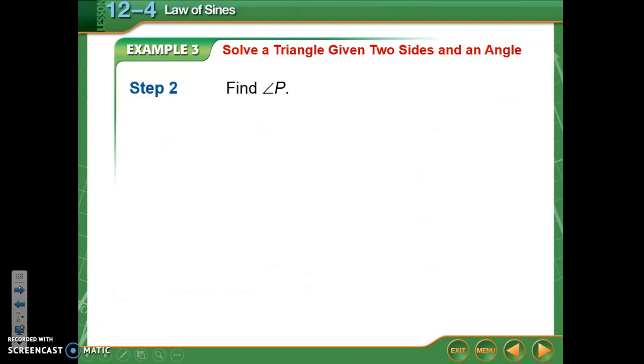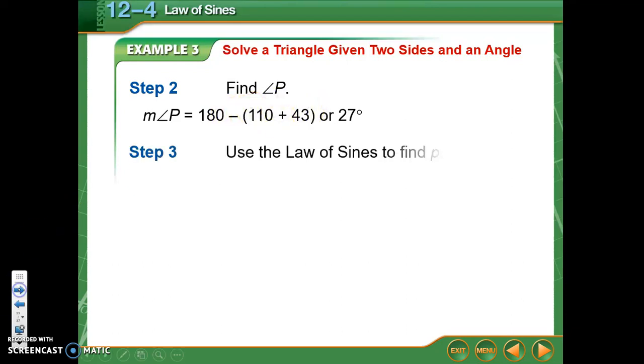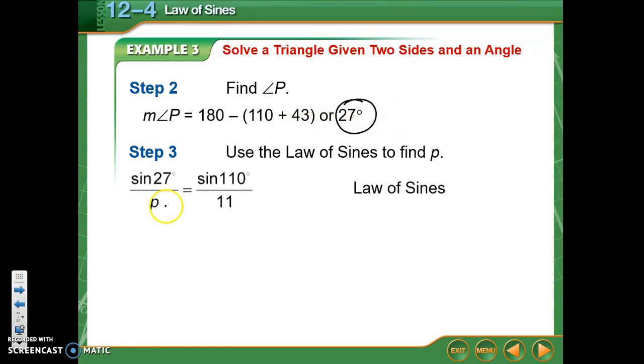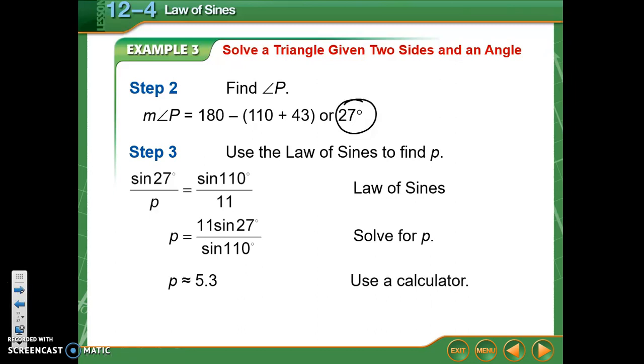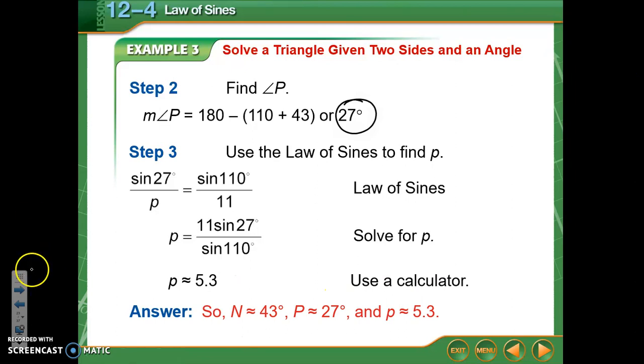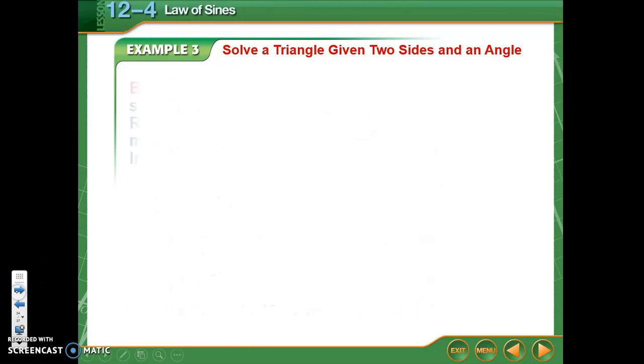Now I'm missing angle P. We already know angle Q, now we know angle N. So I can say, okay, angle P has to be 180 degrees minus 110 degrees minus 43 degrees. It has to add up to 180, so I know that angle P is 27 degrees. And now I'm going to use the law of sines to find my third side. So the sine of 27 degrees over p, now that I know angle P, is equal to the sine of 110 degrees over 11. So I get p is about 5.3. So there I figured out all three pieces of my missing information.